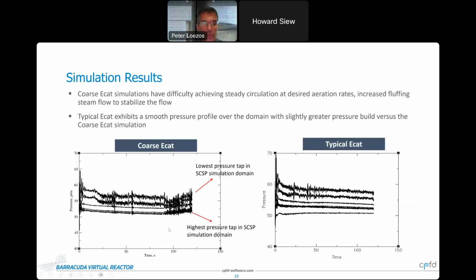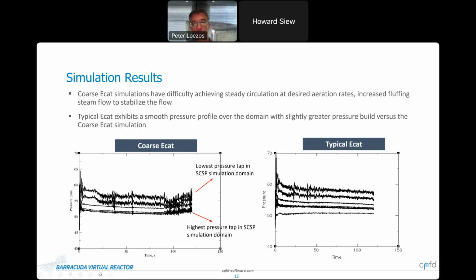So let me go through some of the simulation results. What I'm plotting here is pressure versus time for 6 different positions in the standpipe. So we have 6 pressure taps located along the length of the standpipe for the coarse ECAT and a typical ECAT. If you look at the coarse ECAT simulation, it has difficulty in achieving steady circulation at the desired air rate. If you look at the pressure profile periodically, let's say about once every 30 seconds, what you'll see is a pressure bobble. This is a circulation interruption.